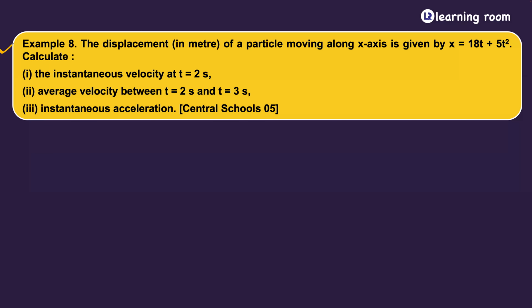The displacement in meters of a particle moving along the x-axis is given by x equals 18t plus 5t square. First, calculate the instantaneous velocity at t equals 2 seconds. Second, calculate the average velocity between t equals 2 and 3 seconds. Third, calculate the instantaneous acceleration. Right? So you already know the procedure. I'll give you 3 minutes to solve that, 1 minute for each point.